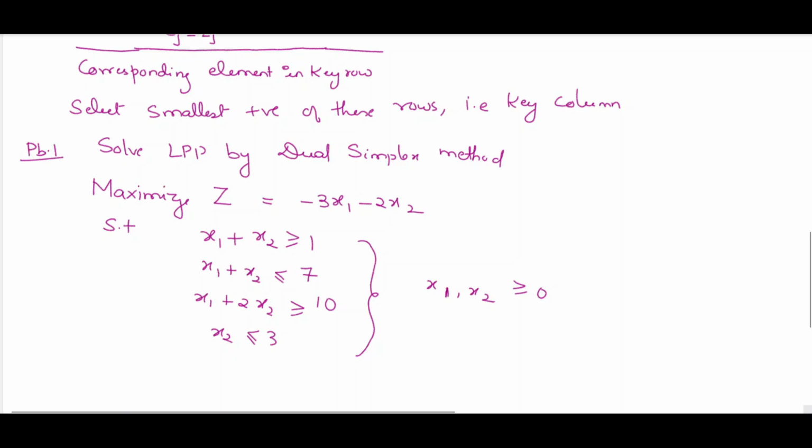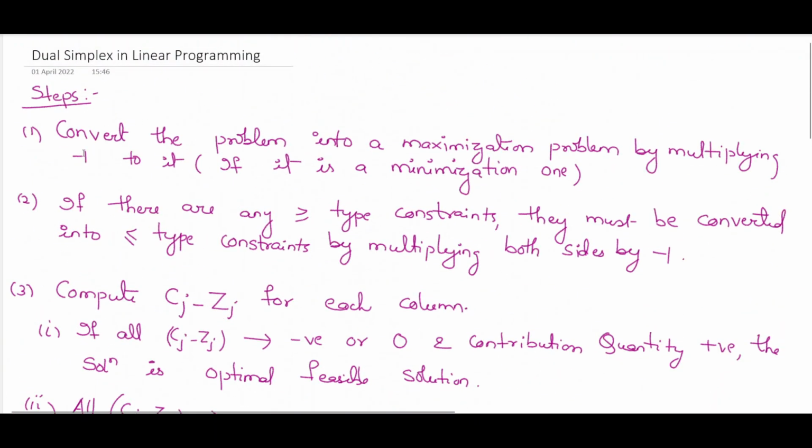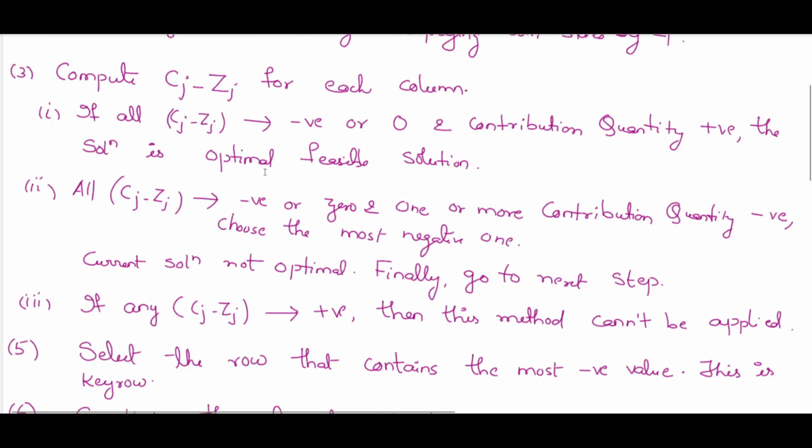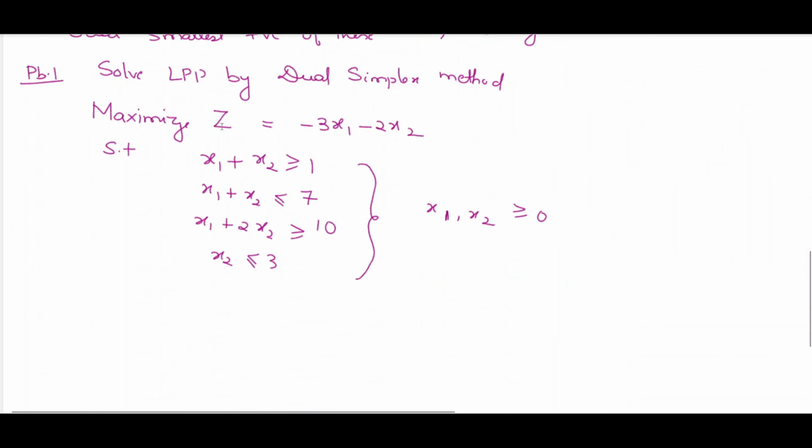Okay, so this one you can see. This problem is already written as a maximization one. So for a maximization one, this rule number one does not need to be followed for this problem. This problem is already in maximization mode, so no need to multiply it by -1. If it would have been minimize z equal to minus 3x1 minus 2x2, then you would have multiplied both sides by -1. Then it would have been maximize z equal to 3x1 plus 2x2. But no need to go into that.